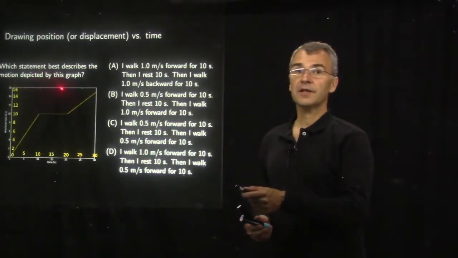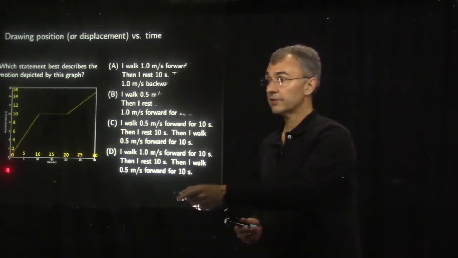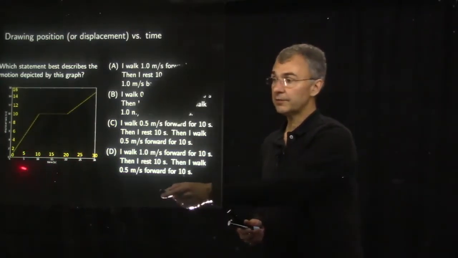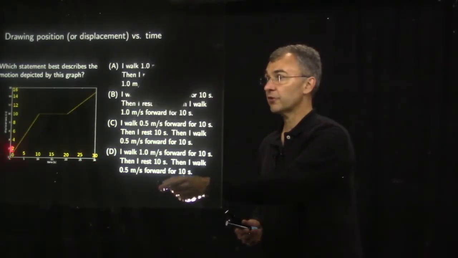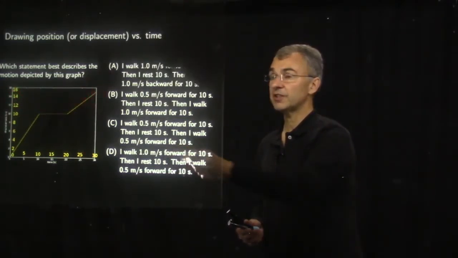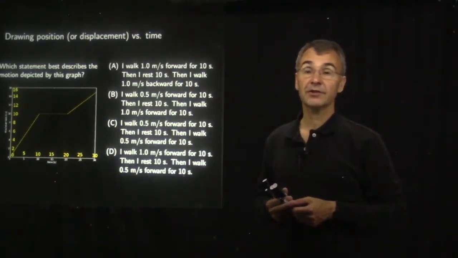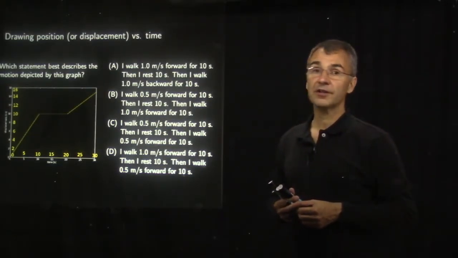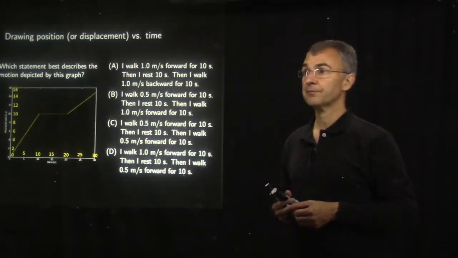Okay, we have here a graph which has displacement x on the vertical axis, and it has time, t, on the horizontal axis. Time goes from 0 to 30 seconds. Displacement goes from 0 to 16 meters, although you can see the largest value that actually happens is 15 meters. So which statement best describes the motion depicted by this graph? I walk 1 meter per second forward for 10 seconds. Then I rest 10 seconds. Then I walk 1 meter per second backward for 10 seconds.